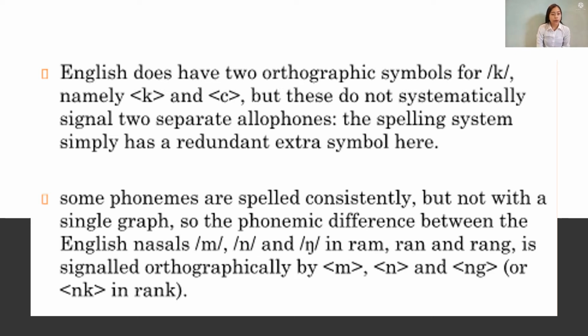Furthermore, some phonemes are spelled consistently but not with a single graph, so the phonemic difference between the English nasals m, n, and ng, and ram, ran, and rang, is signaled orthographically by ng and rank.